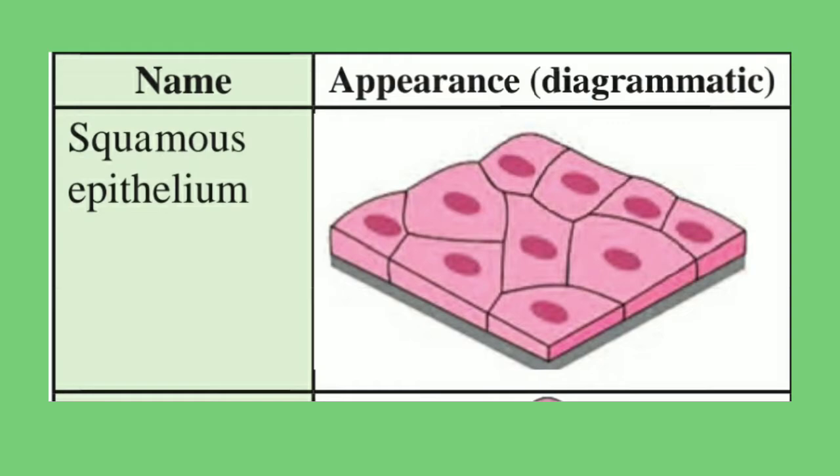As you can see the appearance in the diagram, children. So, the location of this squamous epithelium is the inner surface of mouth, esophagus, blood vessels, alveoli. And the structure of this squamous epithelium is they are thin, small, flat cells form semi-permeable membrane, and the functions of these are selective transport of substances as it is semi-permeable membrane.